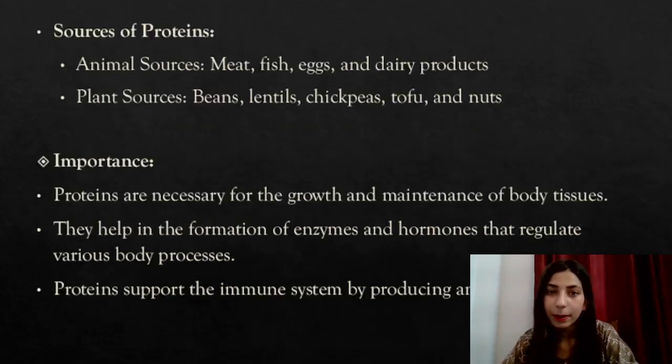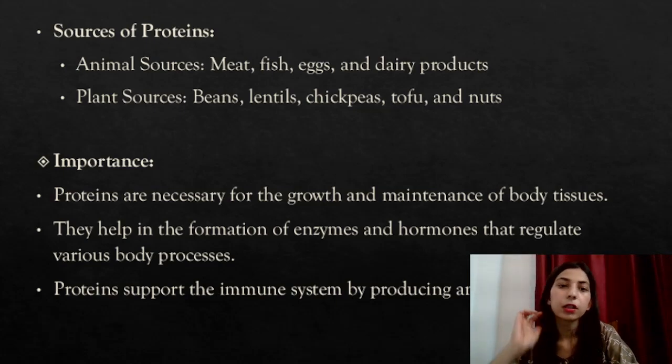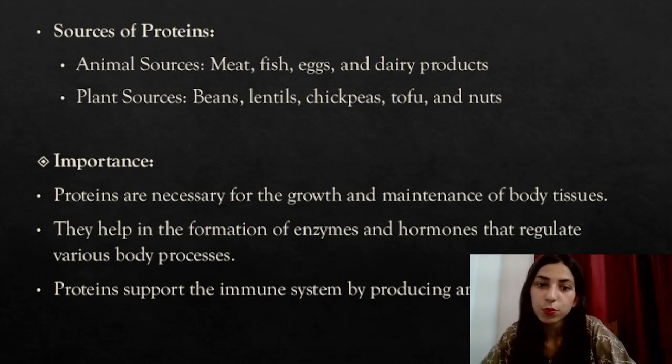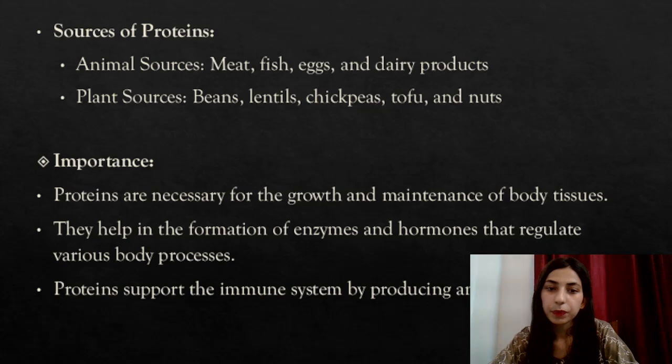Next is sources of proteins. We have two types of sources. As we have already discussed in chapter 1, we get food from two sources: animal-based as well as plant-based. The animal sources of protein are meat, fish, eggs, and dairy products. From plants, we have beans, lentils, chickpeas, tofu, and nuts.